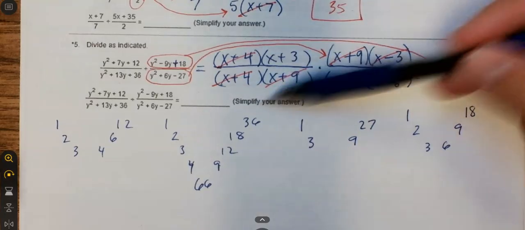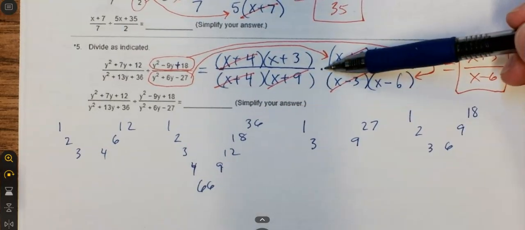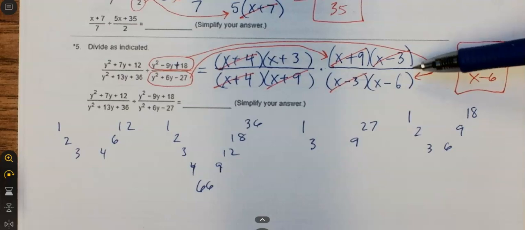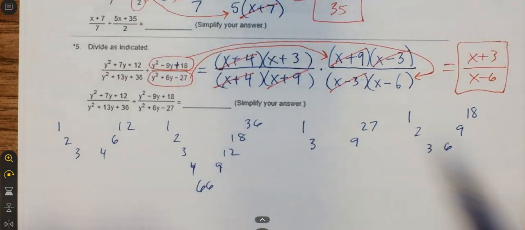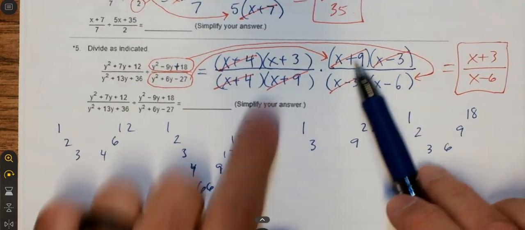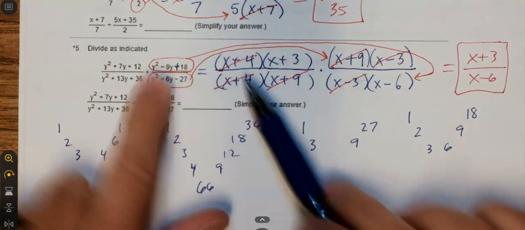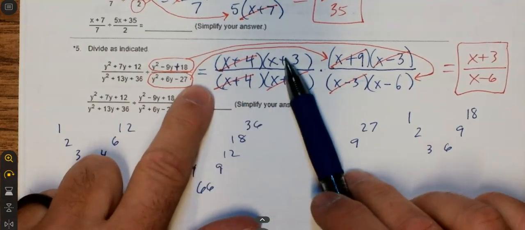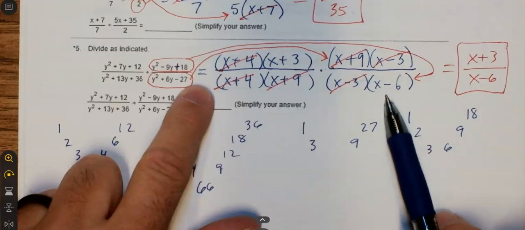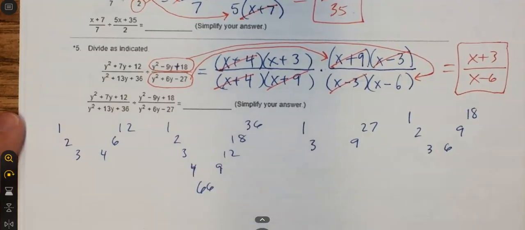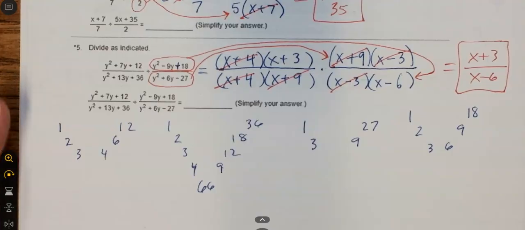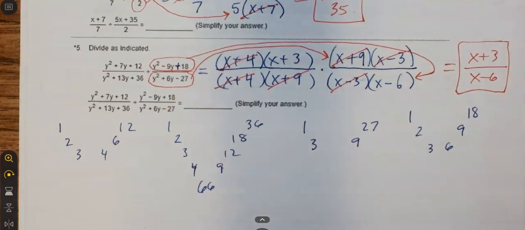So we kept the first one the same, changed to multiplication, flipped the second fraction over. Now we could start looking for what cancels. The x minus 3's cancel, the x plus 9's cancel, the x plus 4's cancel, and that left me x plus 3 on the top and x minus 6 on the bottom. Give you a second. Pause if you need to, copy down or cross things out, before I go to the next question.